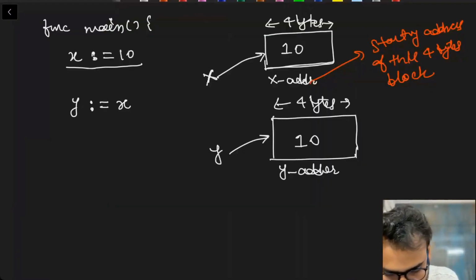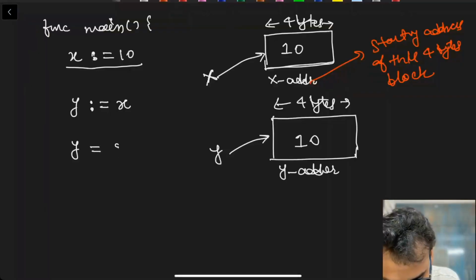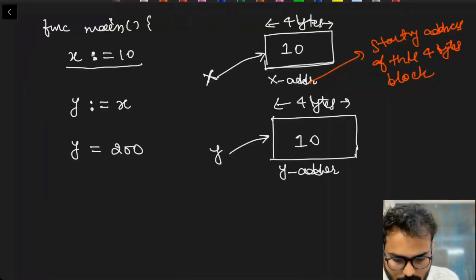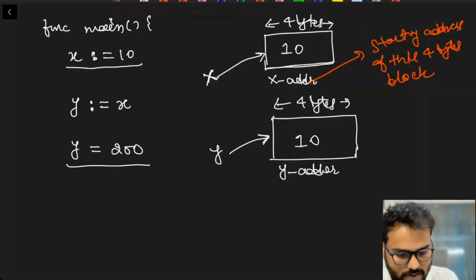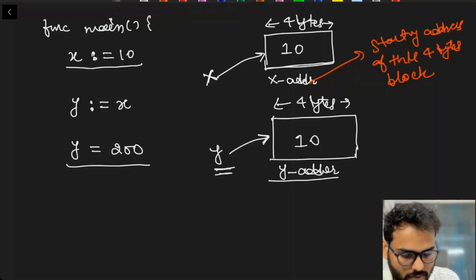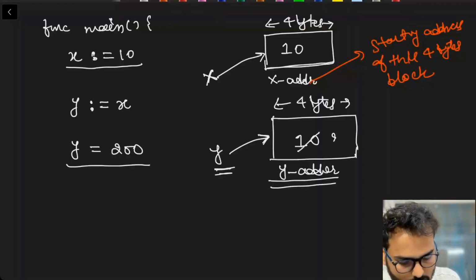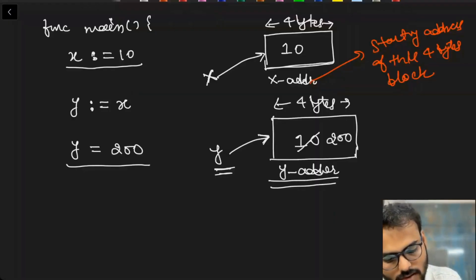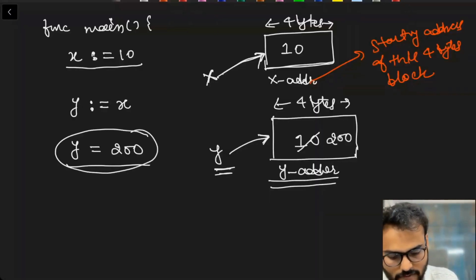And then what we did, y is equal to 200. So what happens here? When we do y is equal to 200, the memory location referenced by y will get modified. Initially the memory address corresponding to this y was y address, and here it is 10, and that will be replaced by 200. So here there is no effect on the memory address referenced by x. This statement is only affecting the memory address referenced by variable y.